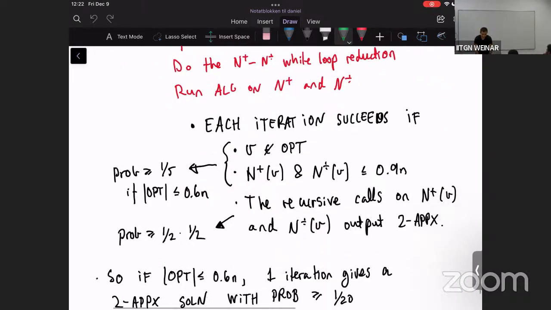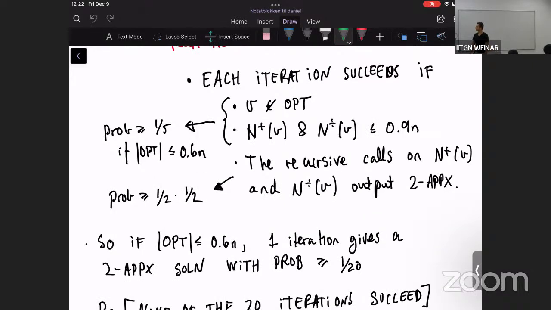Well, let's look at a single iteration of the 20 for loop. I'll say that the iteration succeeds if the vertex wasn't in opt and n plus and n minus weren't too large. We already showed that the probability of that was at least 1/5. Now, additionally, of course, I want the two recursive calls that I make to succeed. The first one succeeds with probability 1/2. The other one succeeds with probability 1/2. So the probability that I picked v in okay way, 1/5 times 1/2 times 1/2, is 1/20. So the probability that a given iteration succeeds is 1/20.